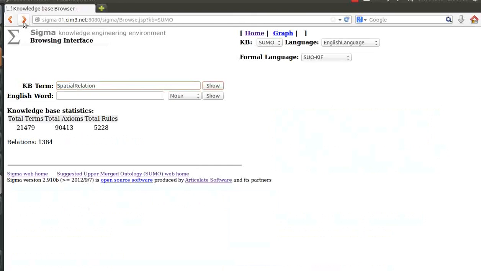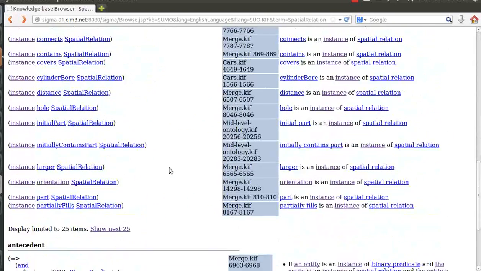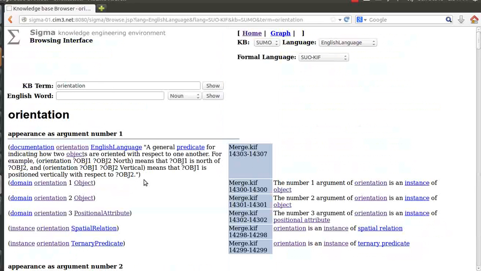So let's go back to spatial relation and look at what might give us what we need. So orientation, that looks pretty likely, and it happens to be the right answer in this case. But then we have to look at the arguments. Yeah, and this is a relationship that's a little unusual. It's a ternary relation, taking three arguments. Three arguments, right, not the usual two that's far more common.